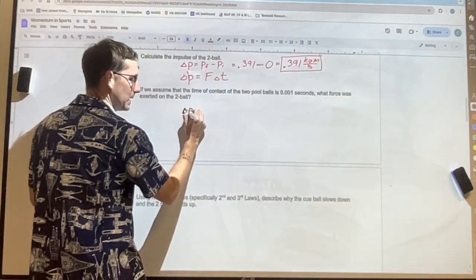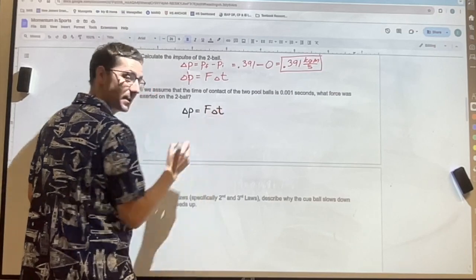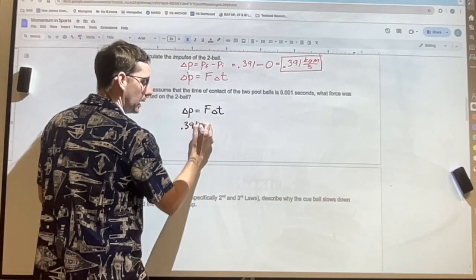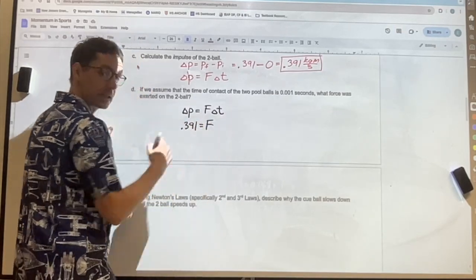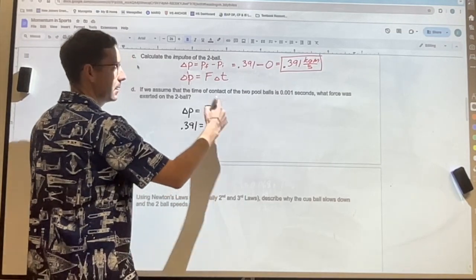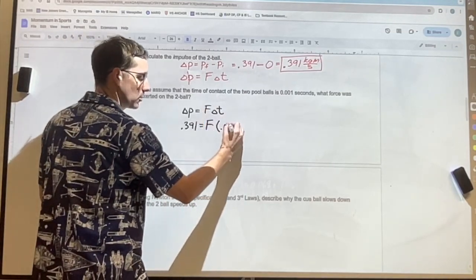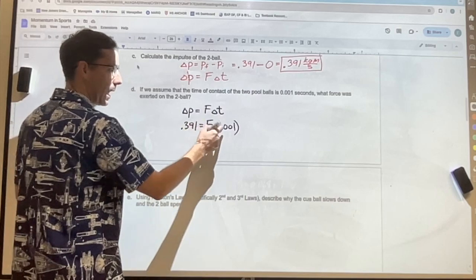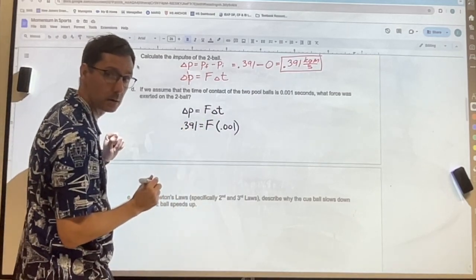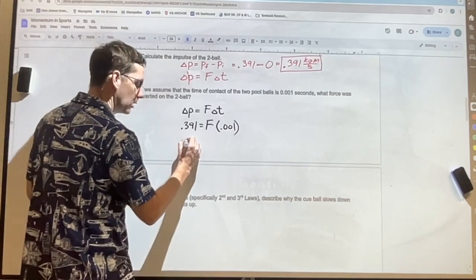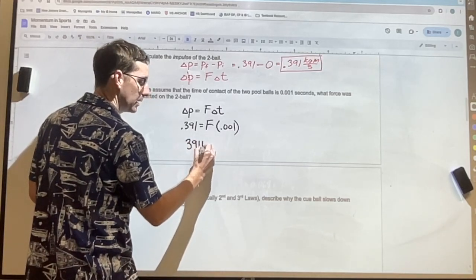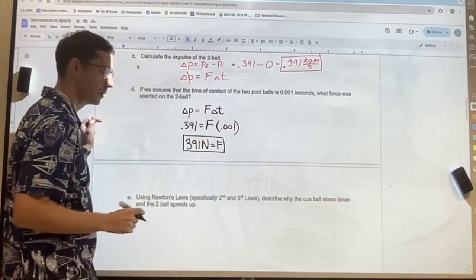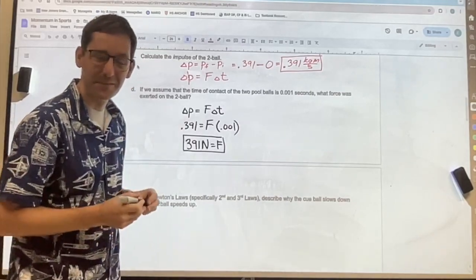So now we get to use that other equation. So we get to go delta P equals force times delta T. We put in the change of momentum, which is 0.391. We don't know the force. That's what we're trying to solve for. And then the time is what it gives us here, 0.001. All right, so we're going to take this and divide by 0.001, and we get the force. And hopefully when we calculate that, we get 391 newtons, which is the force.